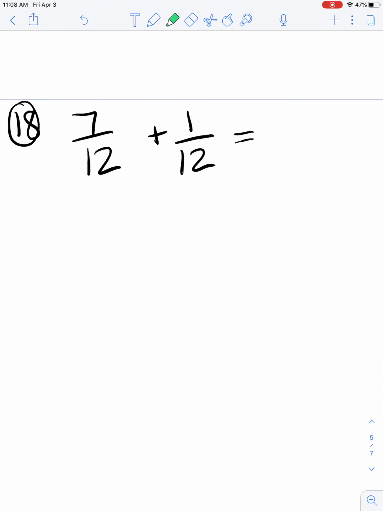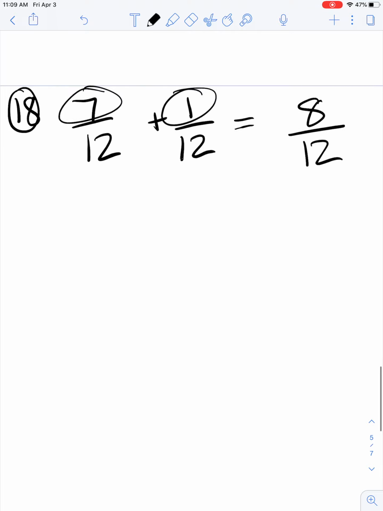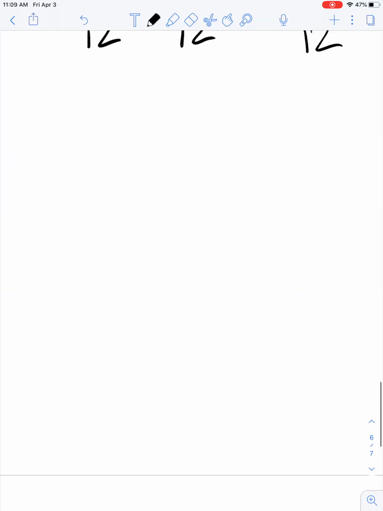Okay, here, if our denominator is the same, we keep it the same. If our denominator is the same, we keep it the same. And we just add our numerators, 8/12. Simple dimple. And that's it.